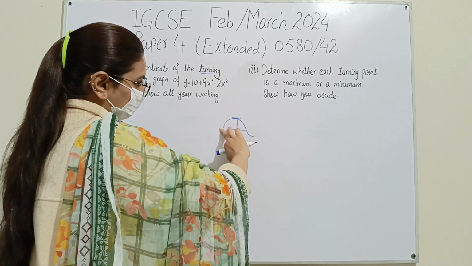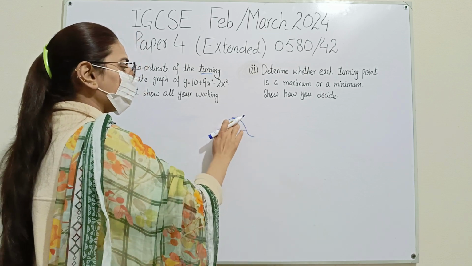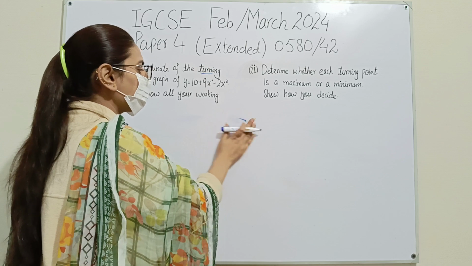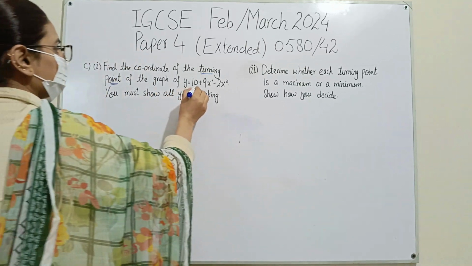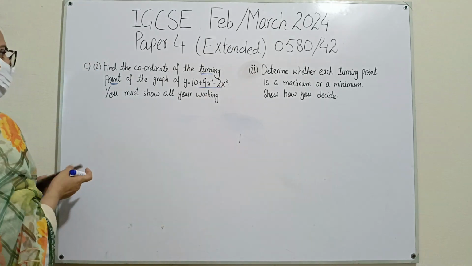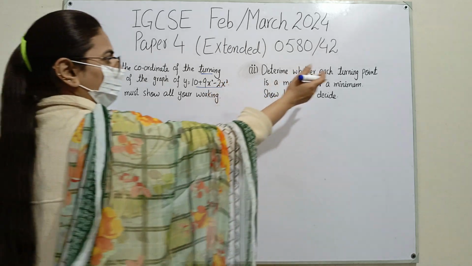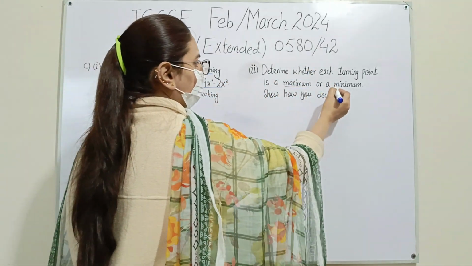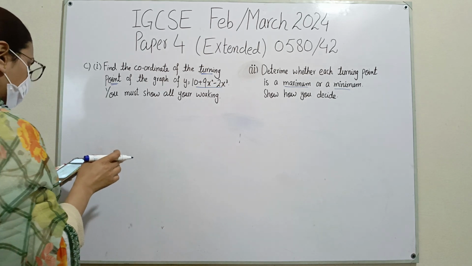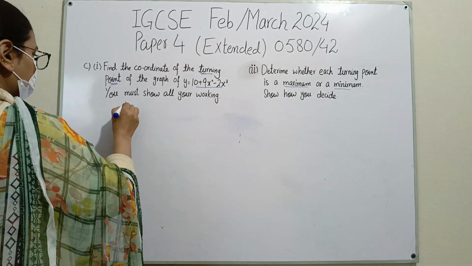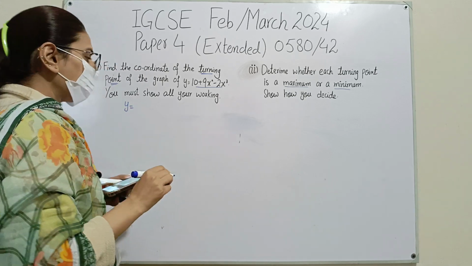Before this point its direction was upward, but after that its direction is downward, so this will be considered a turning point. In this question, he is asking you to find the turning point of this graph. He is also asking to determine whether this turning point is a maximum or minimum. We will solve these two questions together. For this, you have to use the double derivative test.